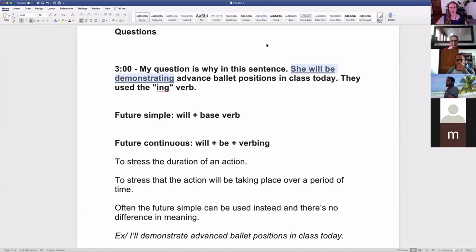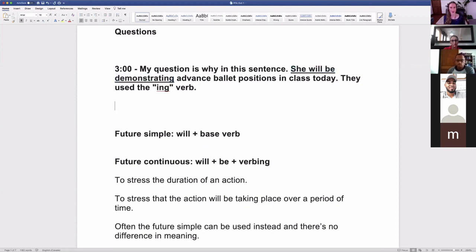Note takers? Okay, this verb tense is the future continuous. The future continuous. That's our verb tense, okay? So that's what this is in. Future continuous. She will be demonstrating.